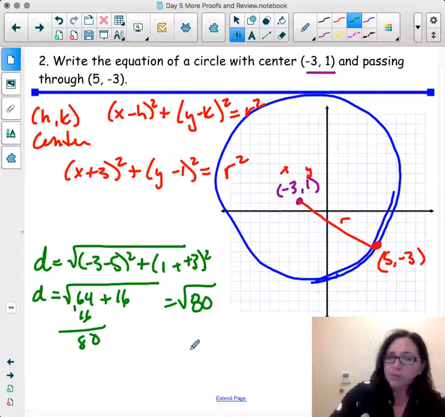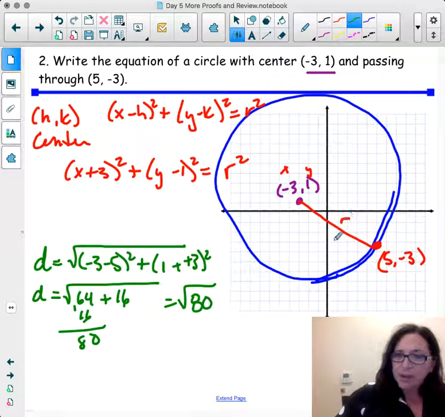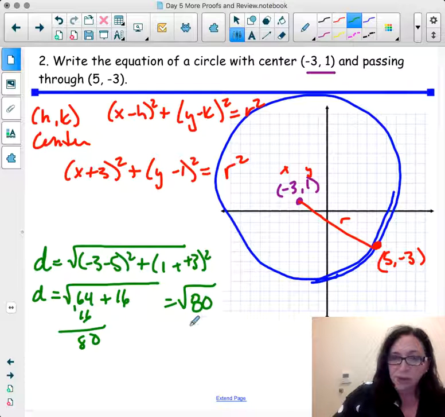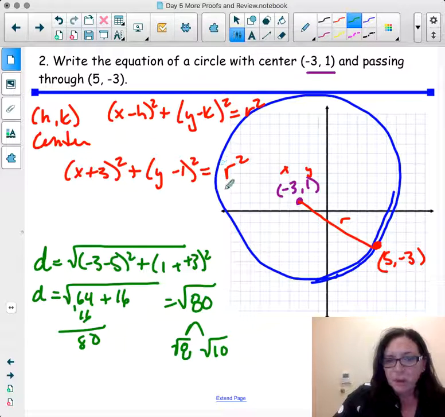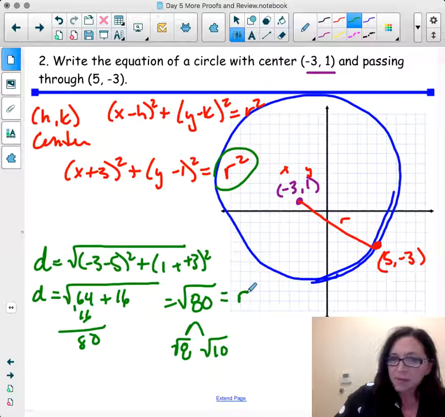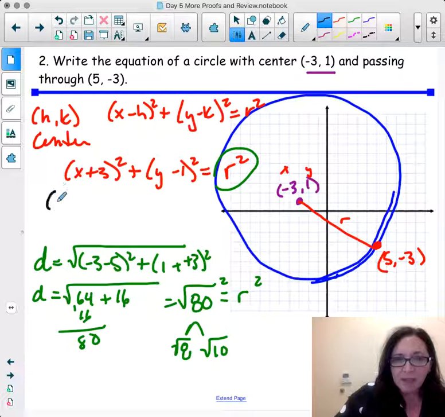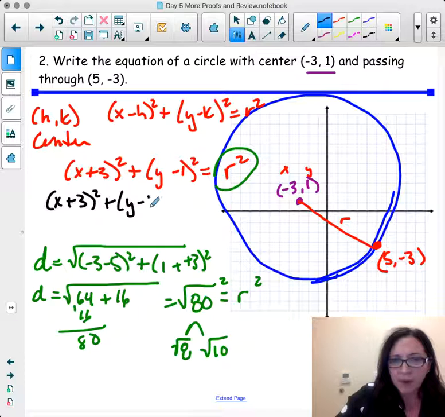And so before you start reducing that, because you're like, oh, there's the radius, I've got to start breaking this down, stop. Because what goes here is r squared. And if this is my radius, I need to square that. And when I square that, this root is going to go away. So my final answer is the quantity x plus 3 squared plus the quantity y minus 1 squared is equal to 80.